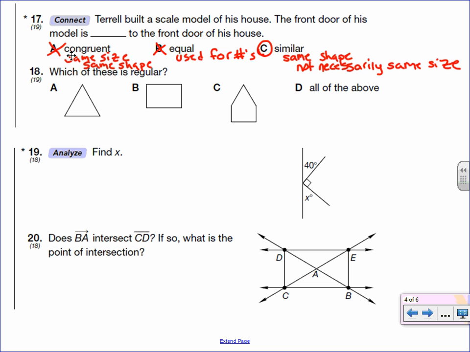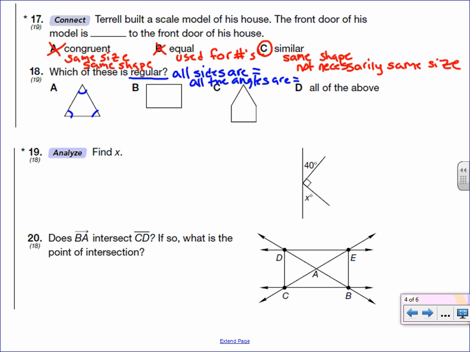Which of these is regular? A regular shape means that all the sides are equal and all the angles are equal. So just looking at this, it looks like all of the sides are equal. It looks like it's an equilateral triangle, and it looks like all of the angles here are about the same.